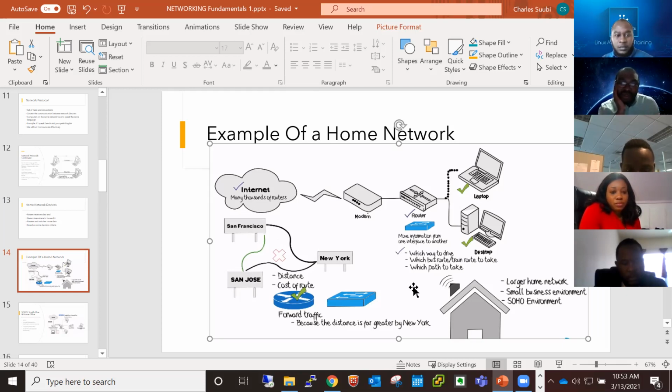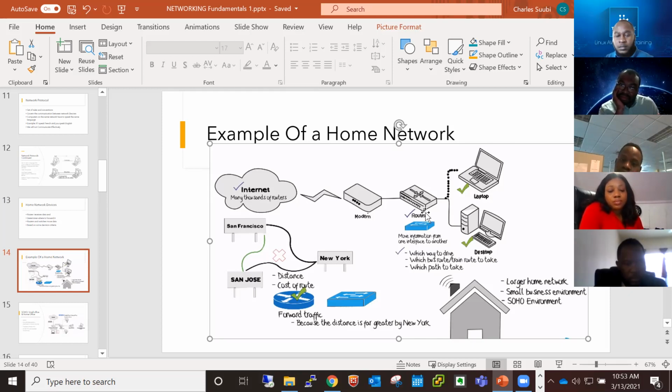So the least resistance, from San Francisco to San Jose. Guys, the cost of traveling from San Francisco to San Jose is less than the cost of traveling from San Francisco to New York and San Jose. So when you're routing, for instance, when you're moving data from your computer and you're reaching out to the internet, that is one of the considerations that are made.